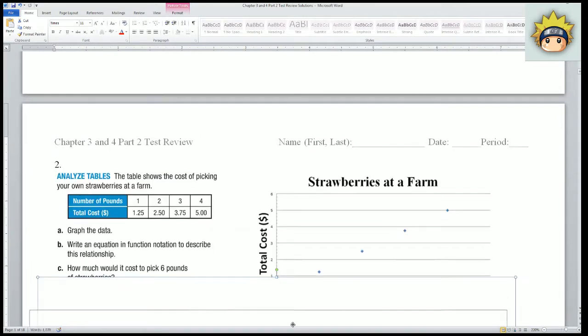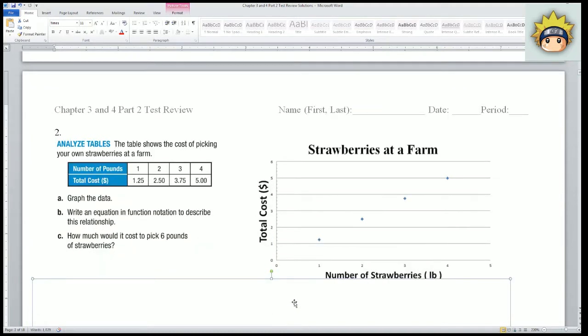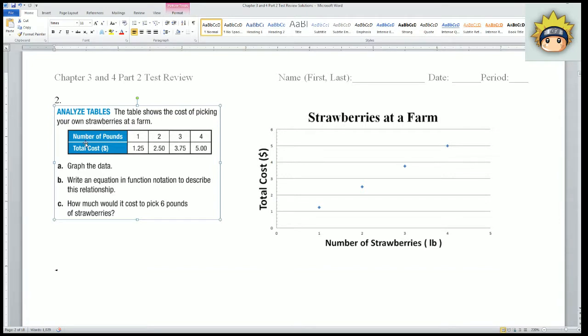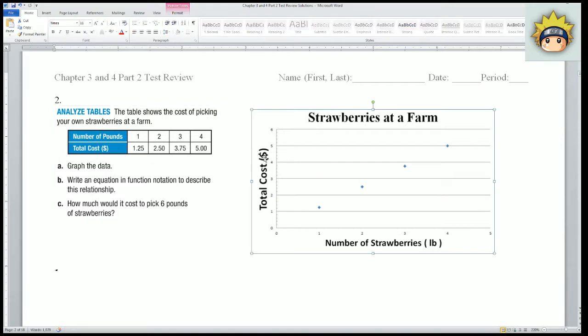Next, we have number 2, which is the strawberry problem. The table shows the cost of picking your own strawberries at a farm. It's given by this data. I already put out my Excel sheet and I graphed it. Remember that the x-axis refers to the number of pounds of strawberries, so the number of strawberries, that's in pounds. And my y, which is the second row in the chart, is my total cost.